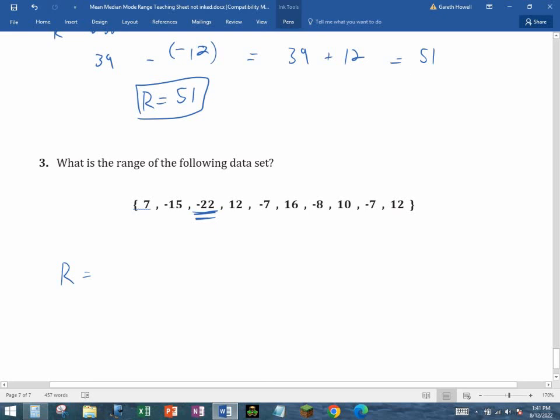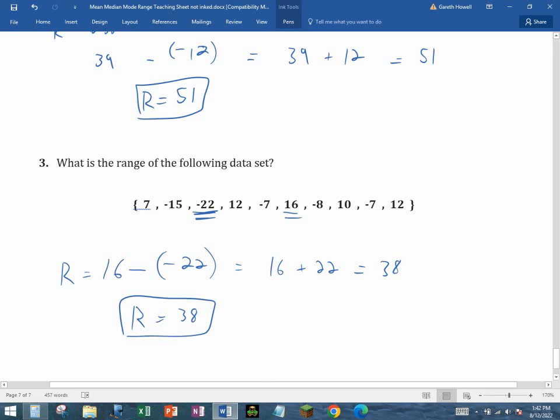Now we go through and try to find, well, first of all, we should have found the biggest, but that's okay. So we found the smallest, go through to find the biggest, and I can see that 16 is the biggest. So I start with the biggest, I subtract the smallest, negative 22. Remember, when I have a minus negative, it's the same as adding. So 16 plus 22, which is actually 38. So the range is 38.